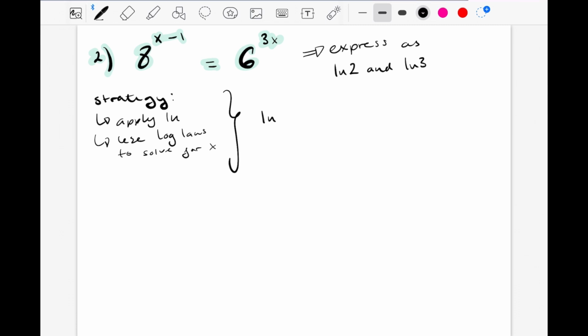So first we will take the natural log of both sides. So natural log of 8 to the power of x minus 1 is equal to the natural log of 6 to the power of 3x. And then if we remember, when we have an exponent, we can bring it out to the front over here. So this is going to be the same thing as writing x minus 1 times natural log of 8 is equal to 3x times natural log of 6.